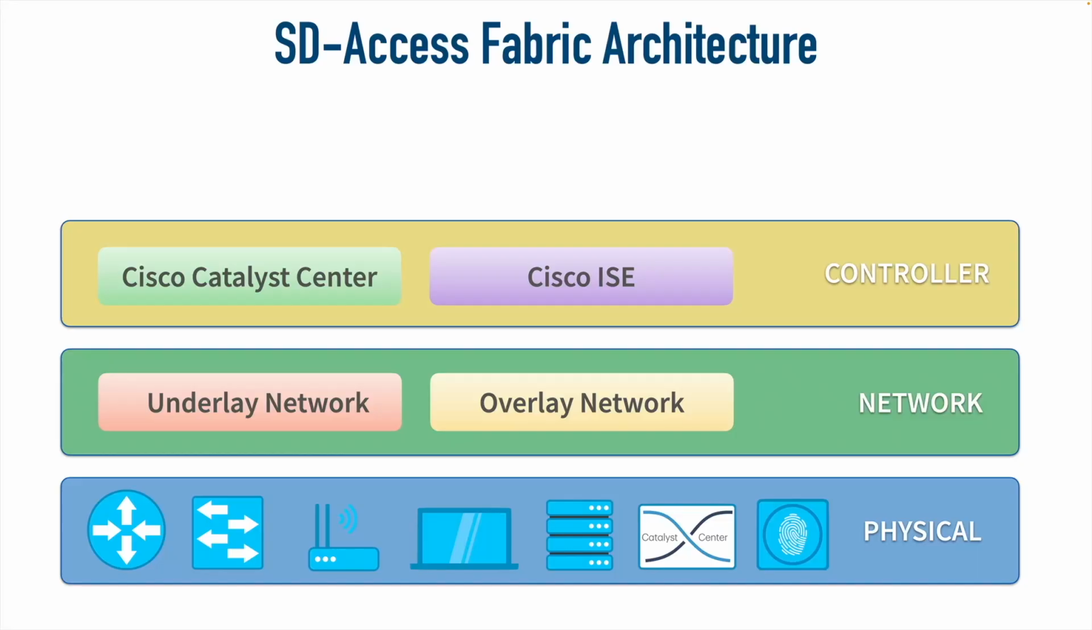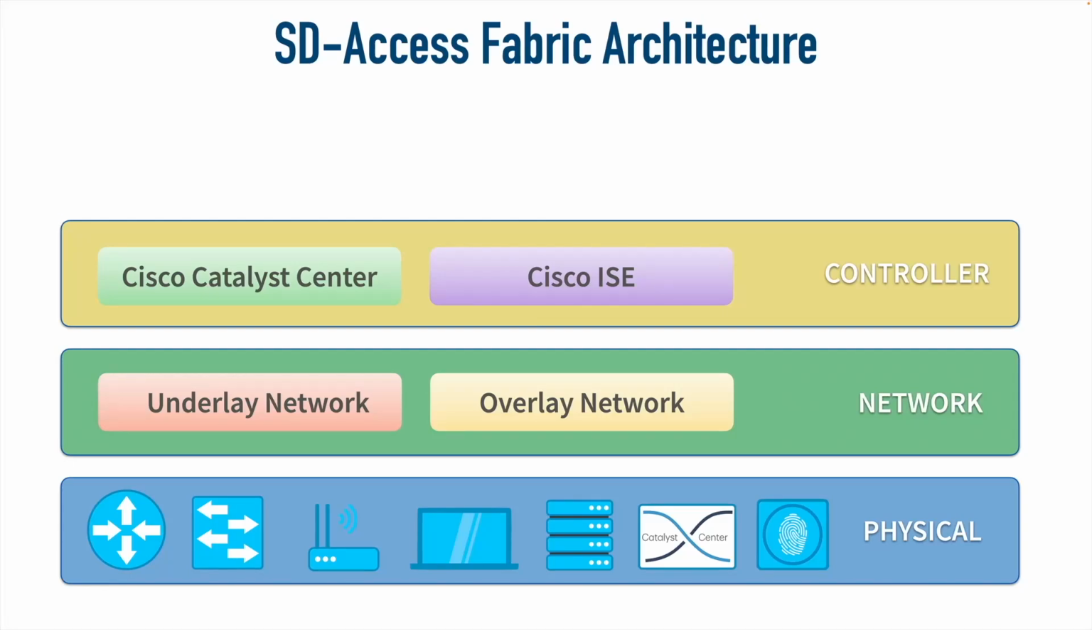Oh, and by the way, in order for a configuration to truly be an SD-Access configuration, it must include Cisco Catalyst Center. You could still have a campus fabric, but unless it's controlled by Cisco Catalyst Center, based on Cisco's definition, it's not truly an SD-Access network.